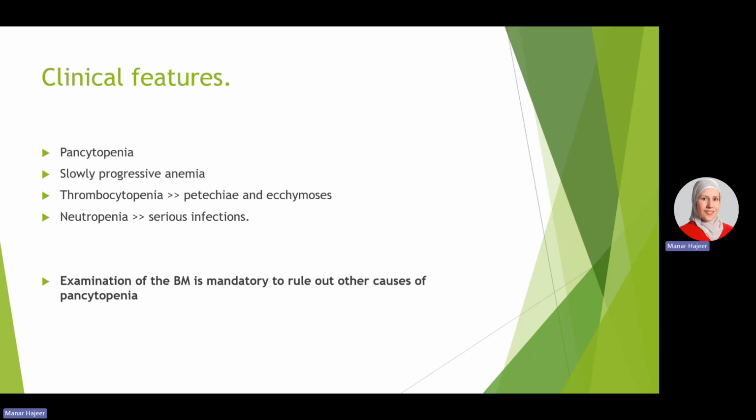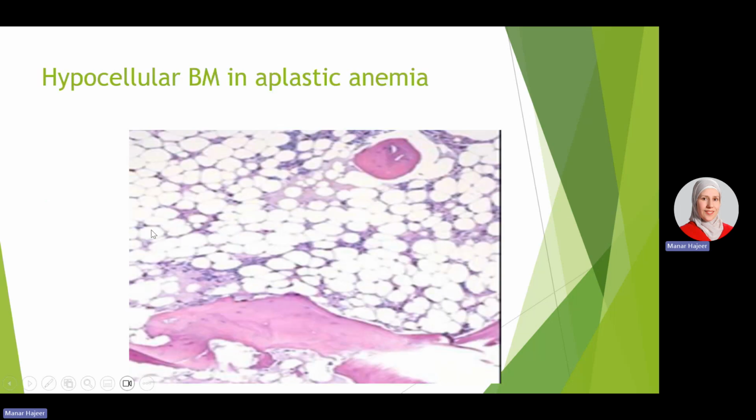The clinical features of aplastic anemia are pancytopenia. Every single line is affected in the bone marrow. Slowly progressive anemia will result in the anemia manifestations. The thrombocytopenia will result in petechiae, ecchymosis, and bleeding. Neutropenia will predispose these patients to serious infections. Examination of the bone marrow is mandatory in cases of aplastic anemia or pancytopenia in order to exclude other causes of pancytopenia. This is a picture from the bone marrow in which the bone marrow is replaced by fat and there is decreased hematopoiesis.